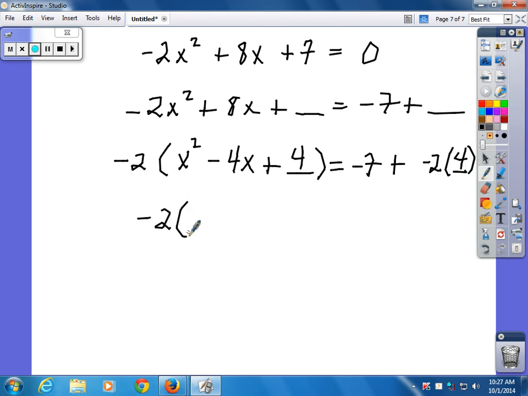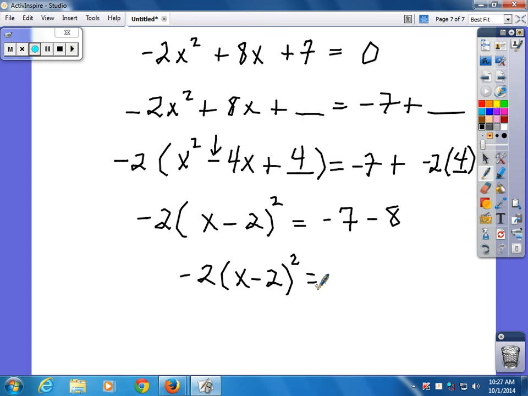Negative 2, shortcut number 2, because it's a what? Minus sign. So that's x minus 2, quantity squared, equals negative 7. What's negative 2 times 4? So negative 2, x minus 2 quantity squared is equal to negative what? Do we have x-intercepts? Yes, we do. Go ahead and finish it. Because some of you might have been meditating. Meditating because you got stuck.